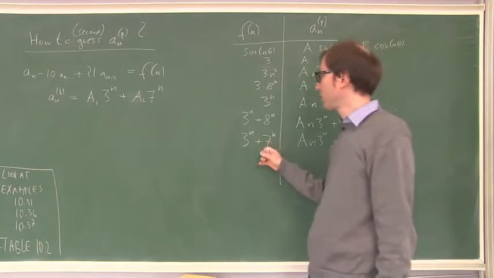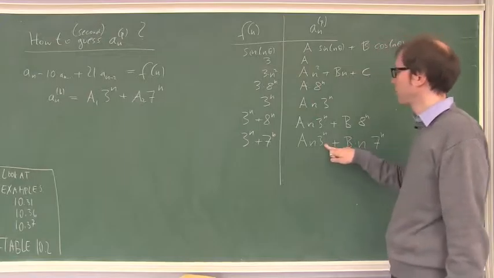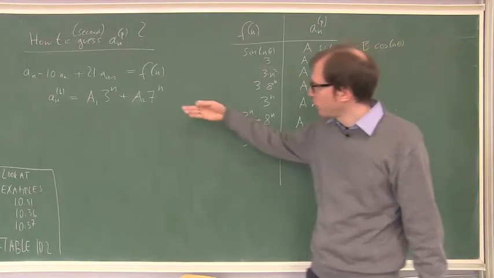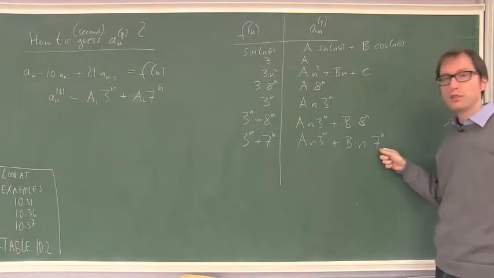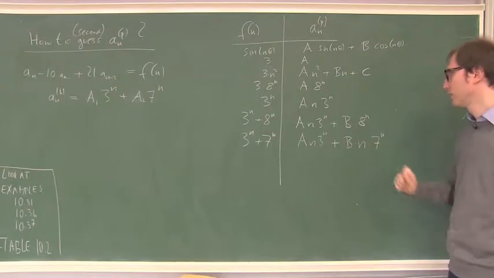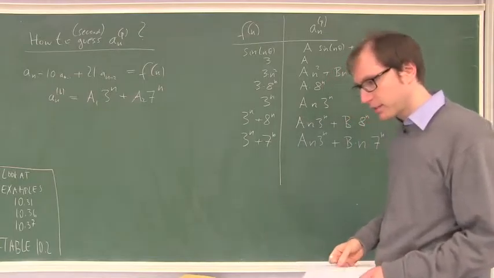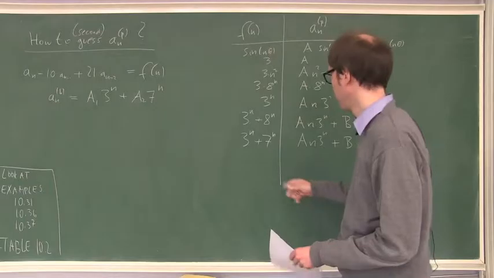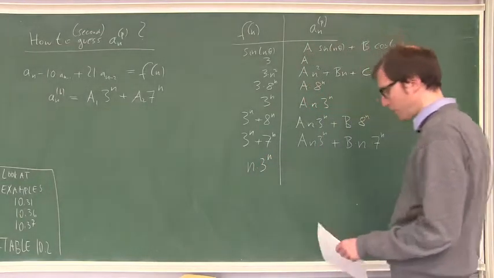Okay, maybe you have 3 to the n plus 7 to the n. In this case, 3 to the n gives you a times n times 3 to the n. What about 7 to the n? 7 to the n also occurs here. So a constant times 7 to the n wouldn't work. So you need to multiply it by n, and so you would get this. Okay, let's look at the harder part. What about n times 3 to the n?